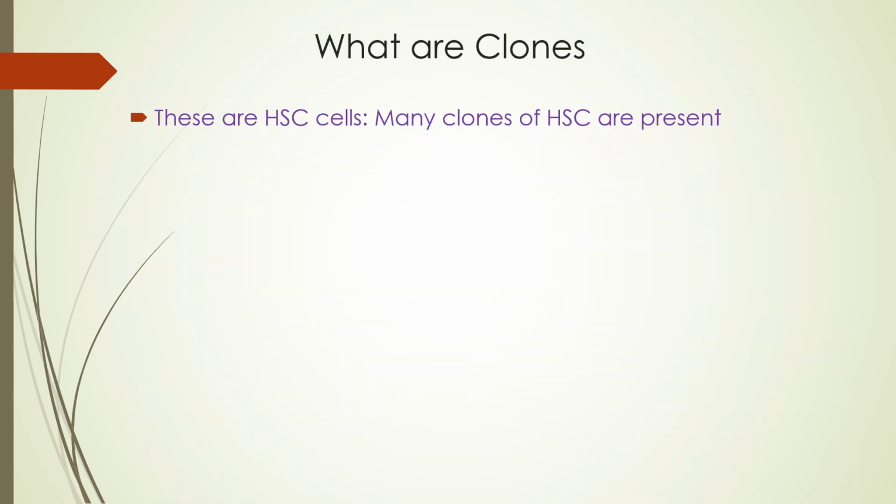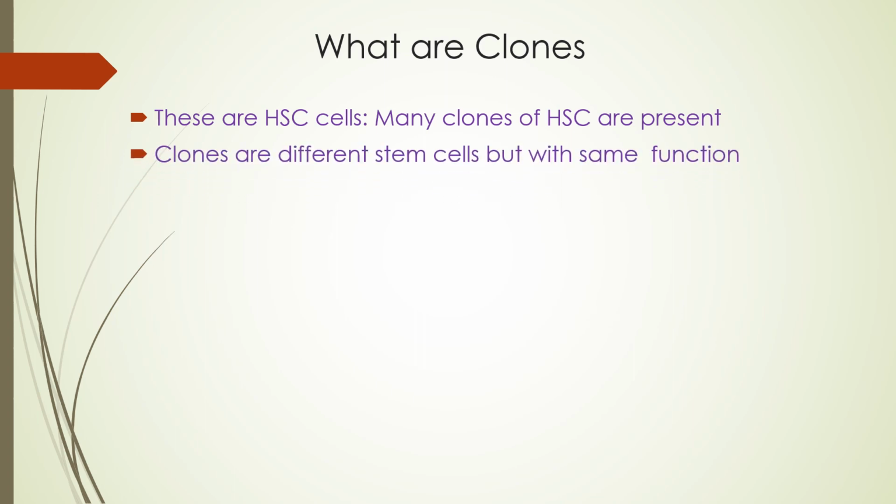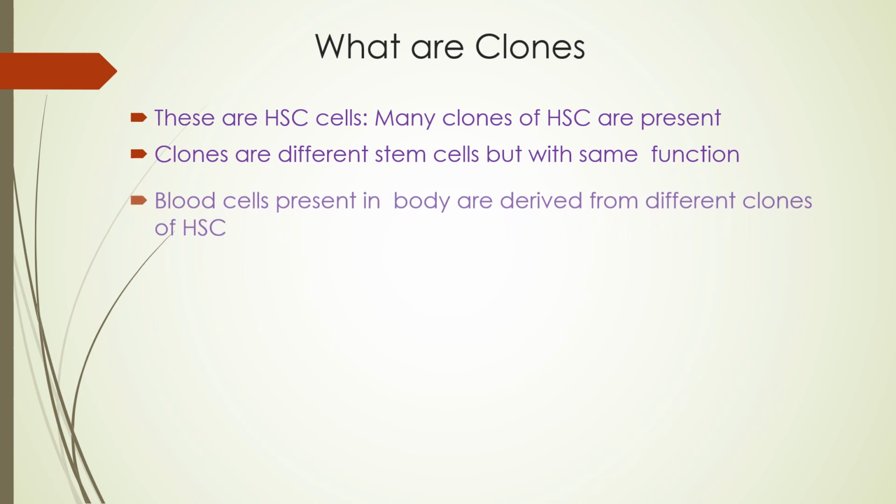Let us discuss what are clones. As I mentioned earlier, these are hematopoietic stem cells. Many clones of hematopoietic stem cells are present. That is, many types of hematopoietic stem cells are present, but they all form the same type of blood cell. For example, the hematopoietic stem cells forming the red blood cells are of different types, but ultimately they form the same type of red blood cell which is present in the circulation. Clones are different stem cells but with the same function.